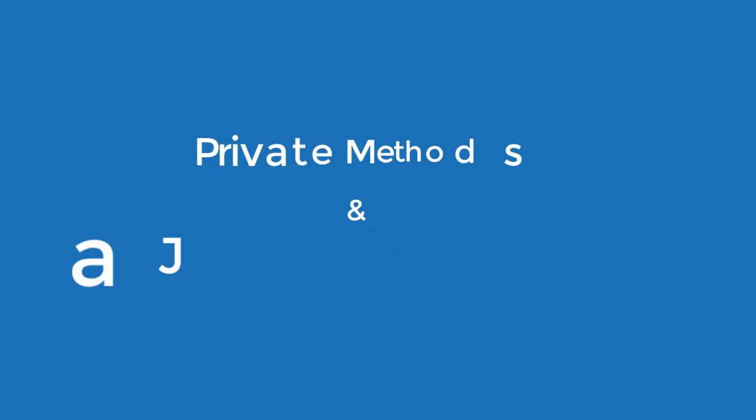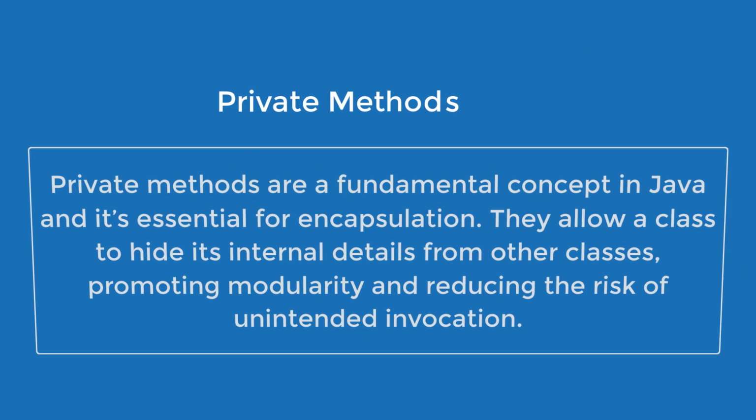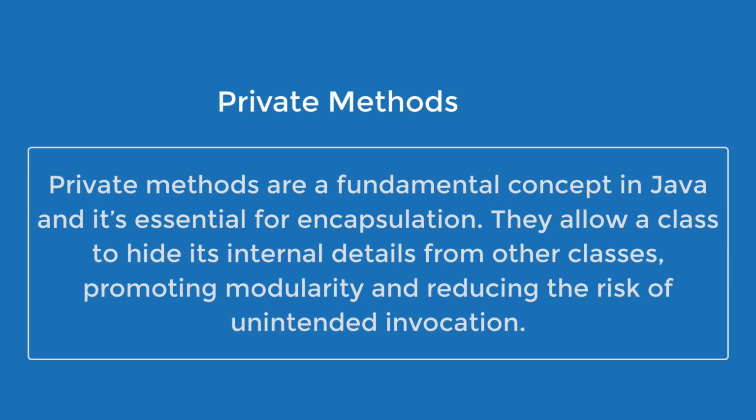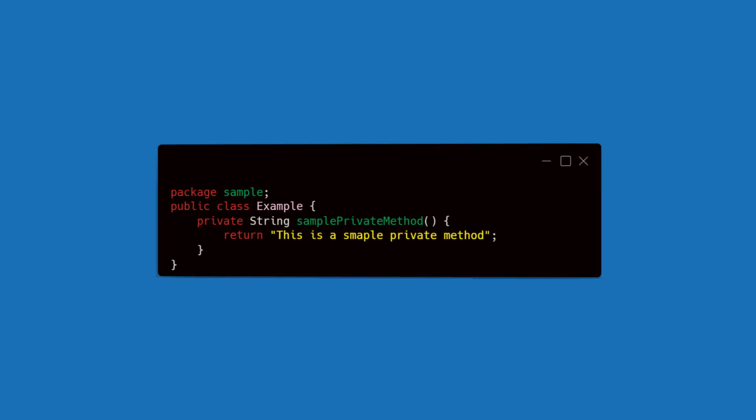In this video, I'm going to talk about private methods and Java reflection. Private methods are fundamental concepts in Java, and it is essential for encapsulation. They allow a class to hide its internal details from other classes, promoting modularity and reducing the risk of unintended invocation. Look at this code.